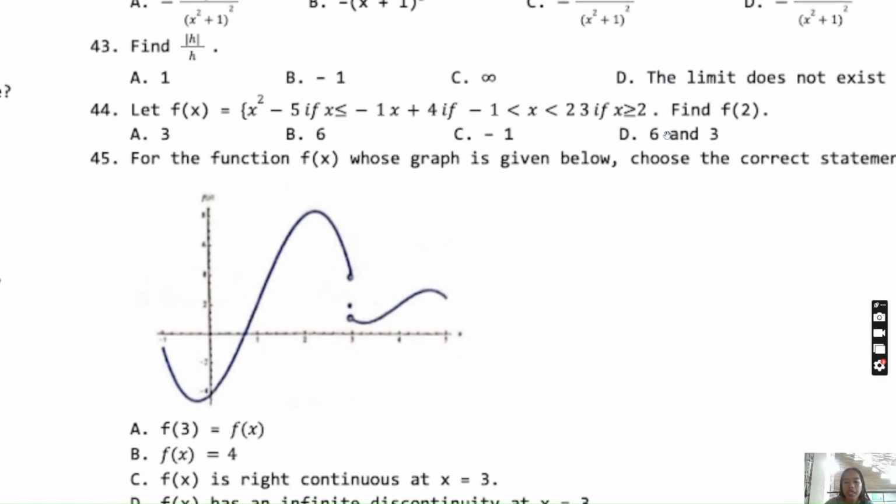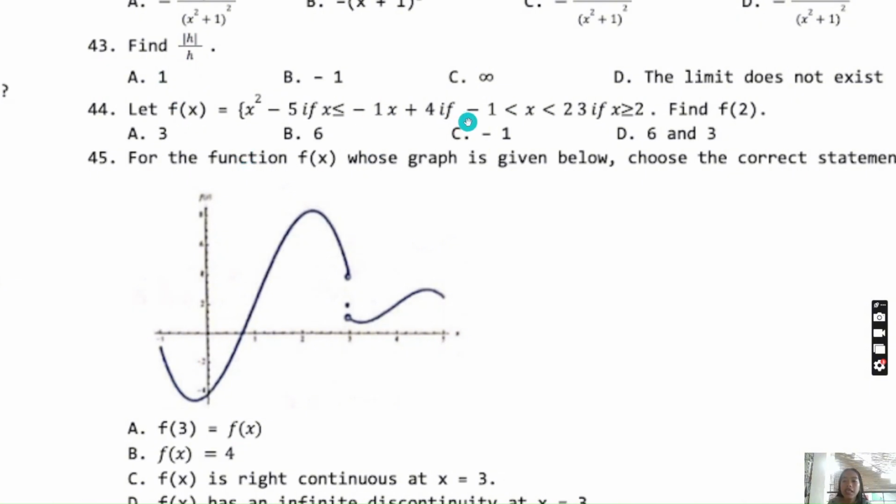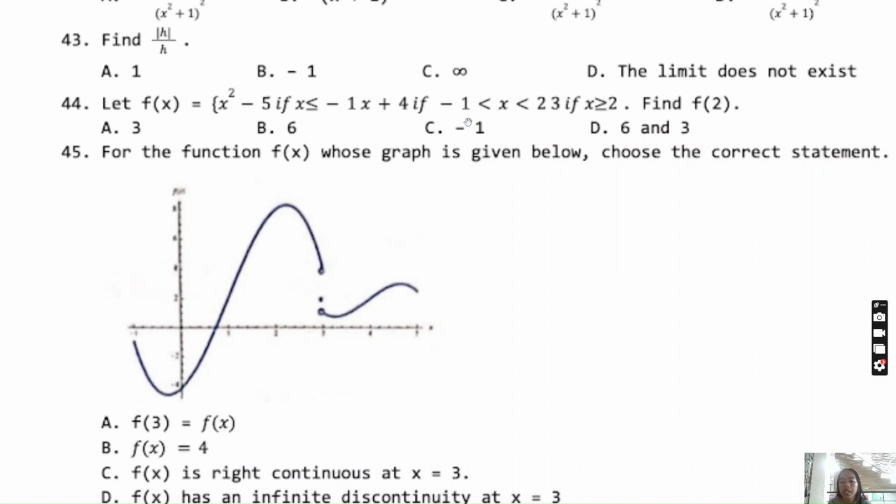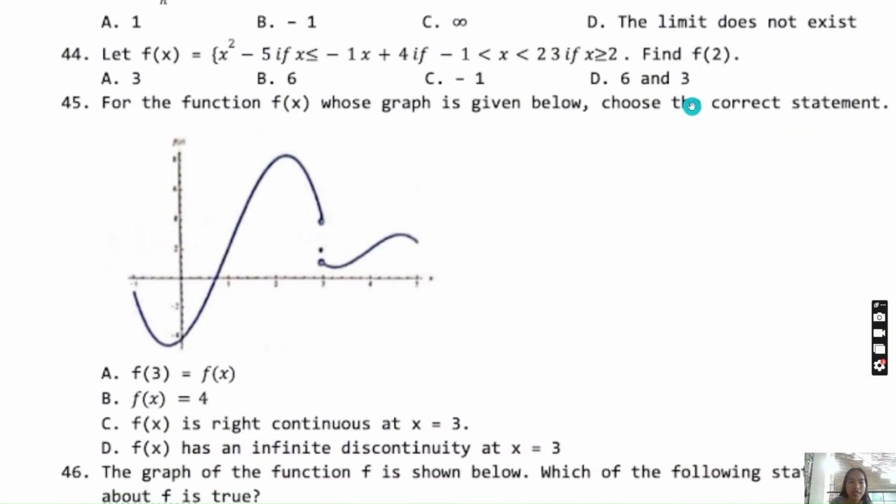Now in number 43, find the limit of the absolute value of h over h. The answer is letter D. The limit does not exist because from the right the value is 1 and from the left the value is -1. So notice our left and right limits do not match, they are not the same. That's why the limit does not exist.